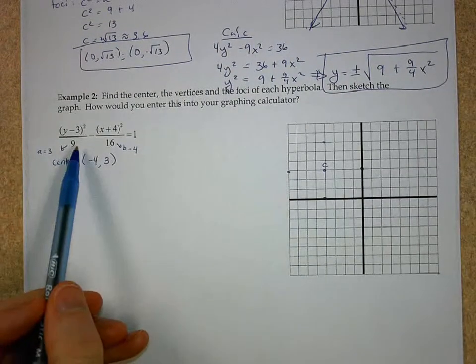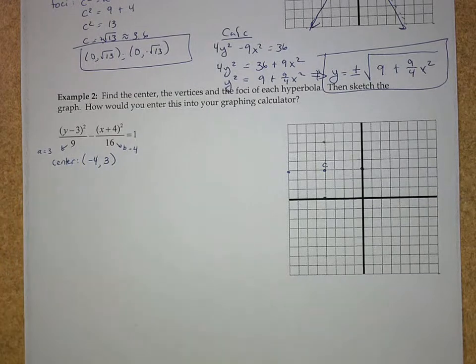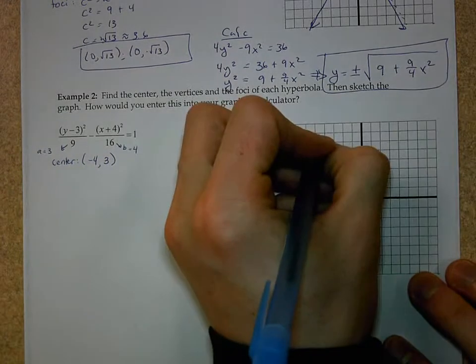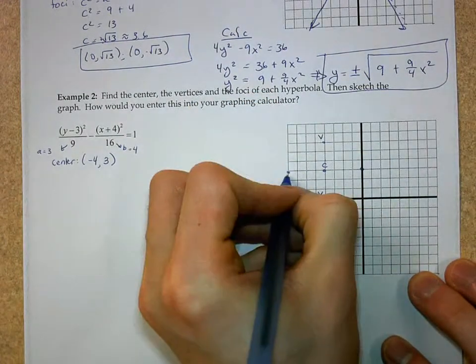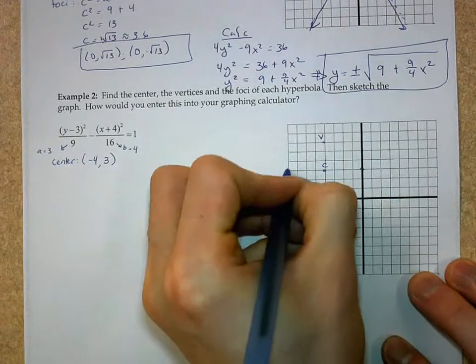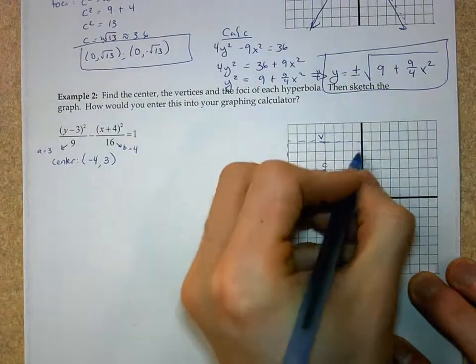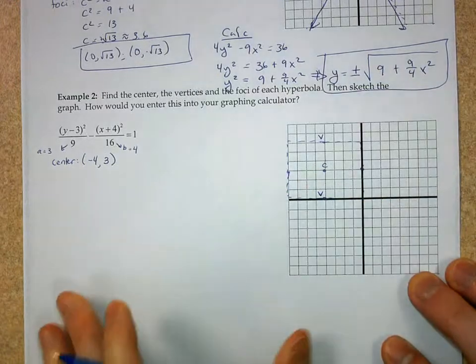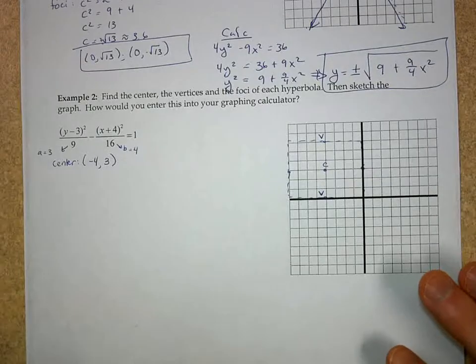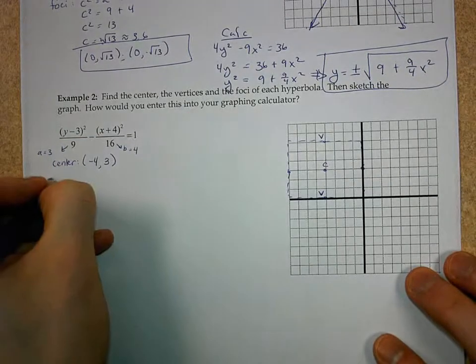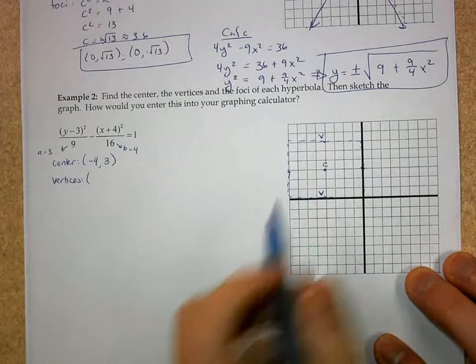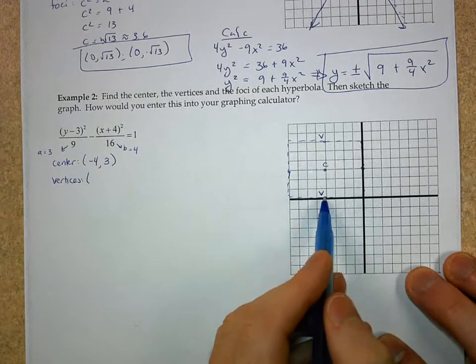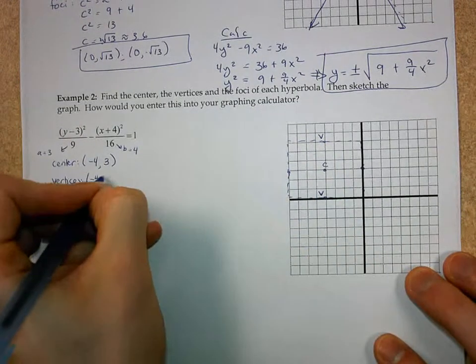Now, since we know that this is going to open in the y direction, since that's our positive fraction, or our first fraction in this case, we are going to label the y pieces as the vertices. And we can then put our box in for our general shape of the hyperbola. So the second thing I'm asked for are the vertices. So those ordered pairs for the vertices here would be negative 4, 6 and negative 4, 0.